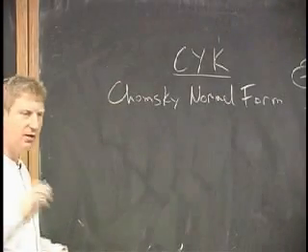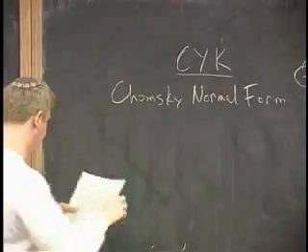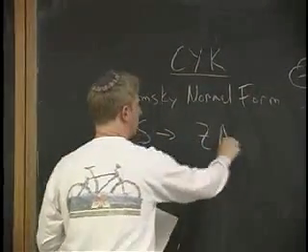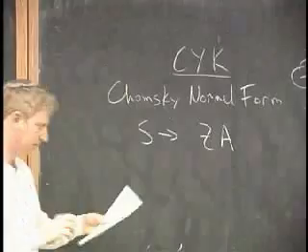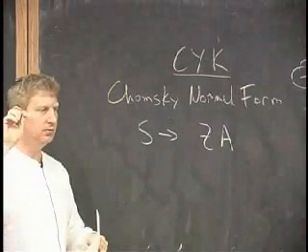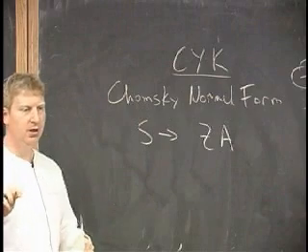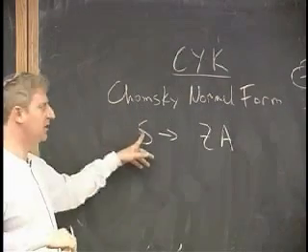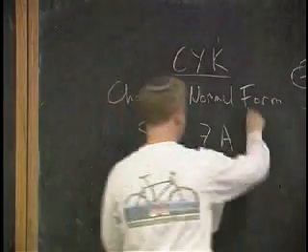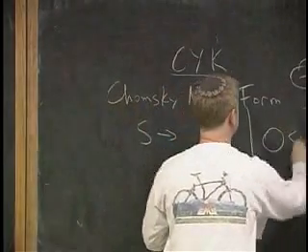Here's what a production looks like in Chomsky normal form. Every single one, for example, looks like this. It goes to either 2 capital letters or to a single terminal letter. If there's an empty production, it has to be in the start symbol. There's no other empty productions. So here's an example of a context-free grammar.